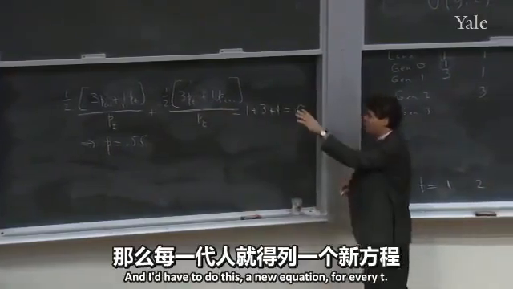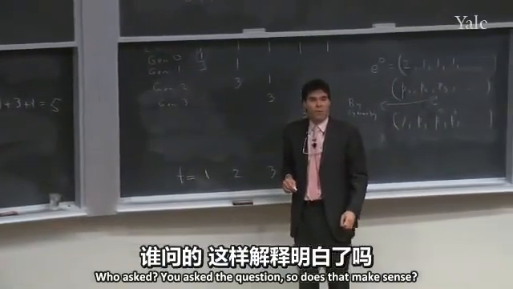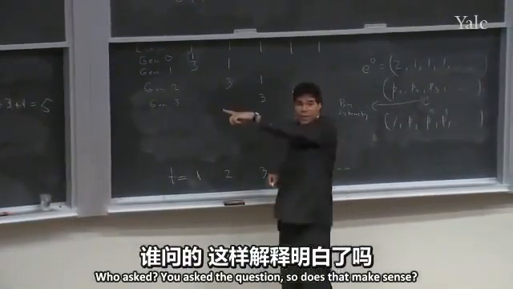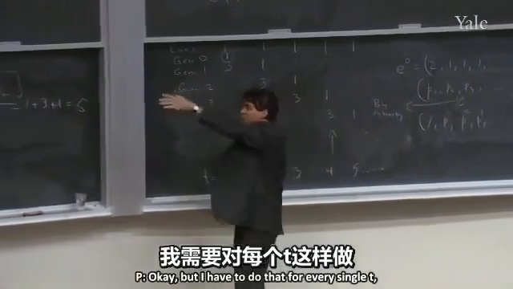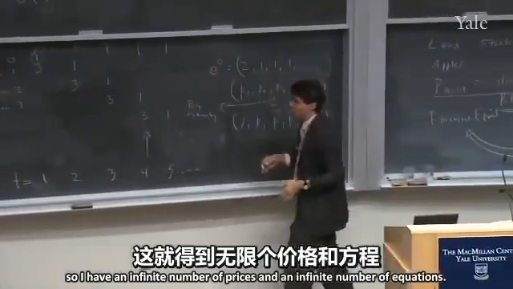Okay? And I'd have to do this, a new equation for every t. You asked the question, right? So does that make sense? Okay, but I have to do that for every single t. So I have an infinite number of prices and an infinite number of equations.